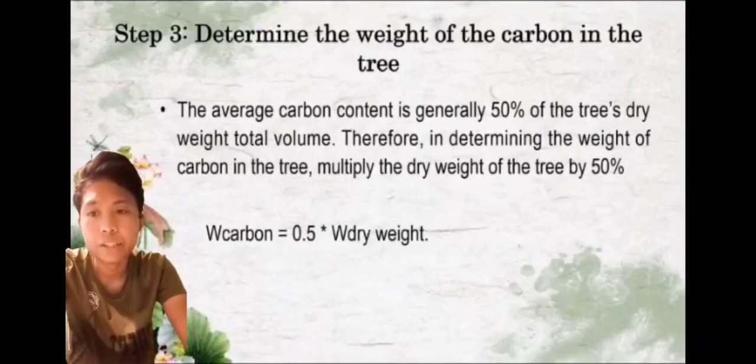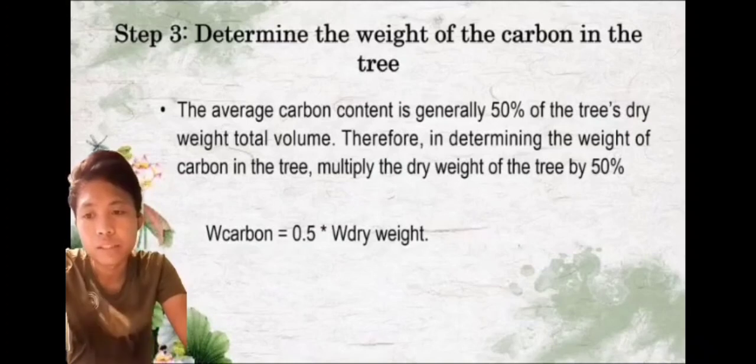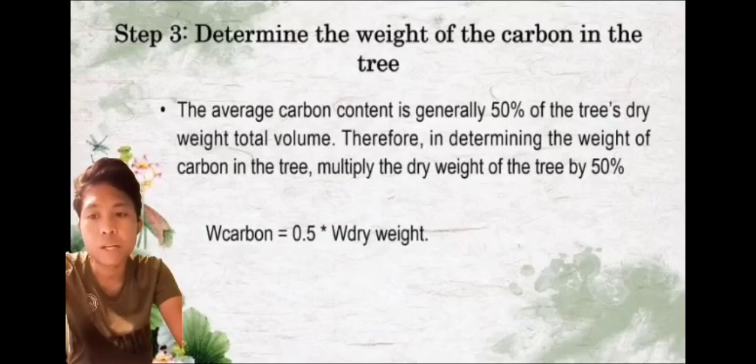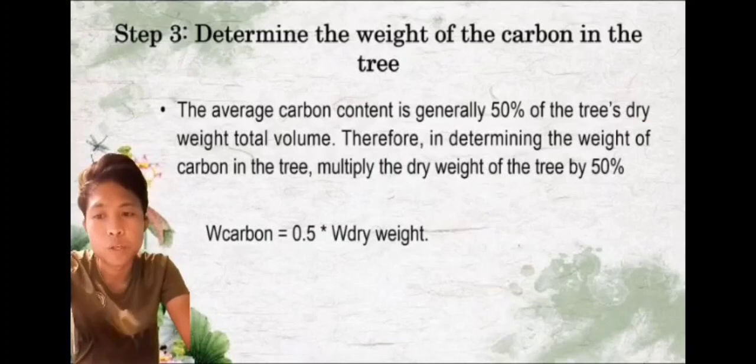Step 3. Determine the weight of the carbon in the tree. The average carbon content is generally 50% of the tree's dry weight. Therefore, in determining the weight of carbon in trees, multiply the dry weight of the tree by 50%. So, i-multiply na to ang dry weight sa 0.5. Mao na ang carbon.